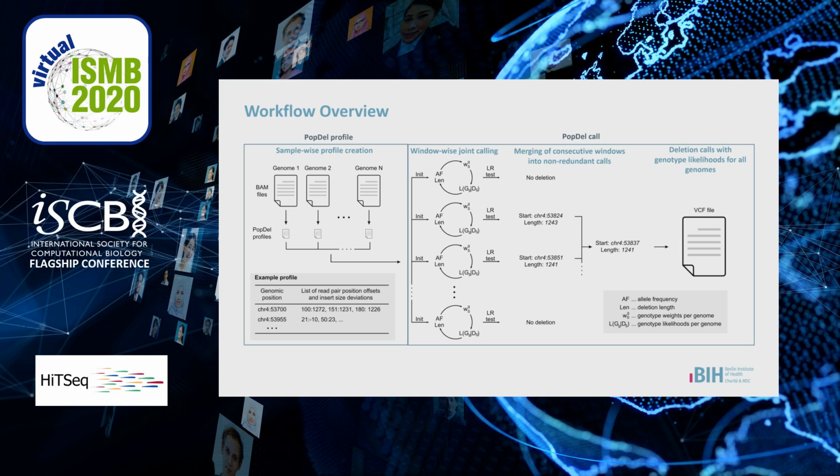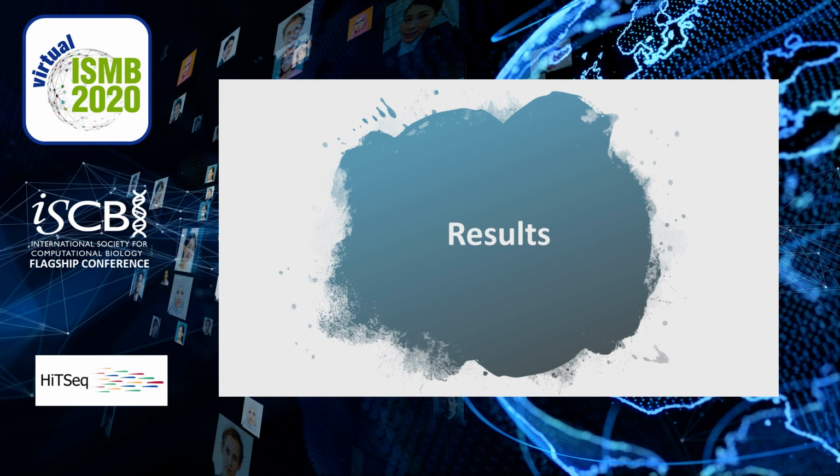Therefore, consecutive windows belonging to the same deletion are combined, and we get a set of non-redundant deletion calls. In this step, we also consider the genotype likelihoods of each sample to assign the final genotypes. The output is then written to a VCF file which contains all detected deletions and genotypes for all samples in our cohort. Now let us have a look at some results.